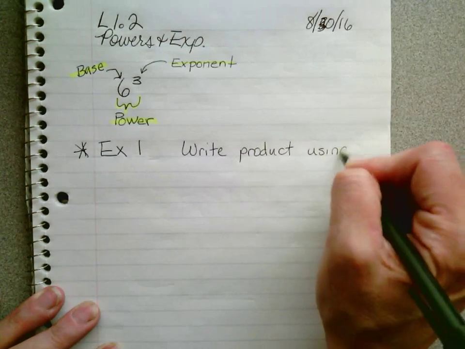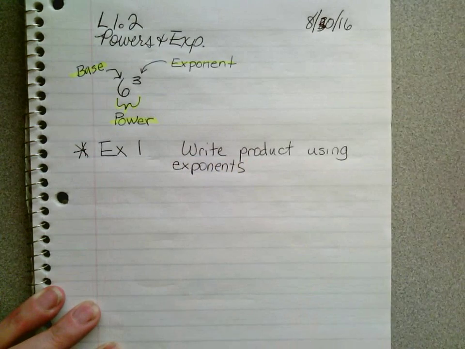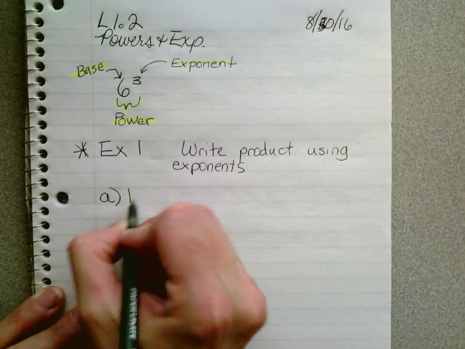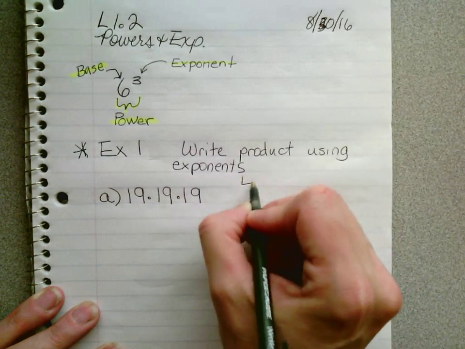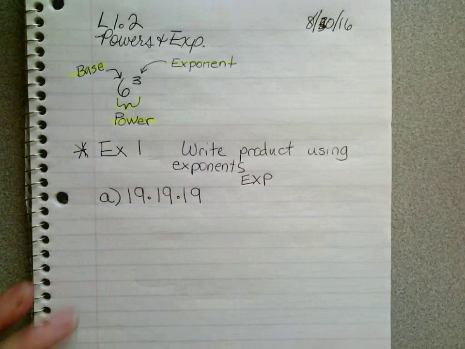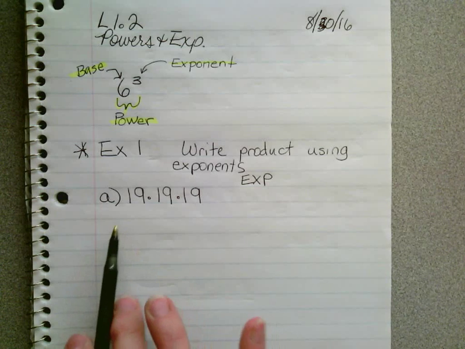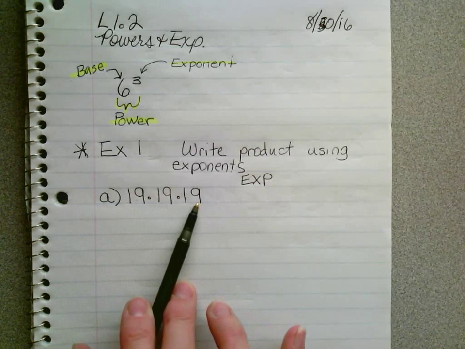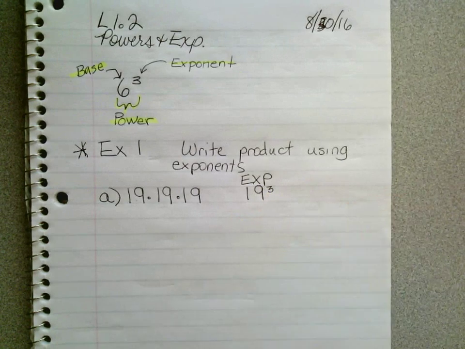using exponents. Okay? For my first example, it looks like this. I'm going to put an EXP here, and you're going to see why in a minute. So this repeated multiplication, 19 times 19 times 19, using an exponent is stated like this. Okay? That's using an exponent.